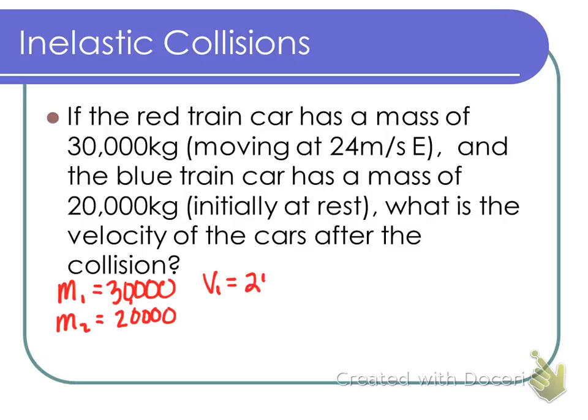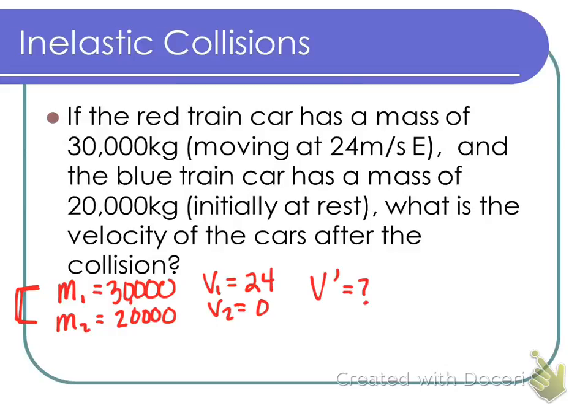V1 equals 24 and V2 equals 0. V prime is what we are solving for. Okay. With these collision problems, I would really encourage you to start setting up some sort of system of labeling all your variables. Because we will eventually start dealing with two-dimensional collisions, which means we will have an x and a y velocity for each object.